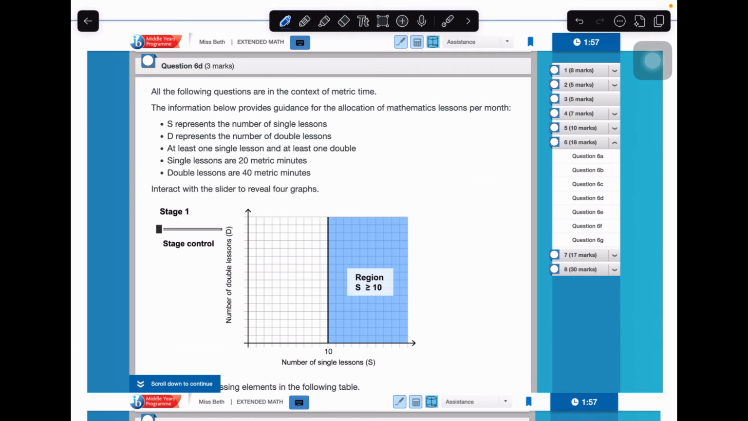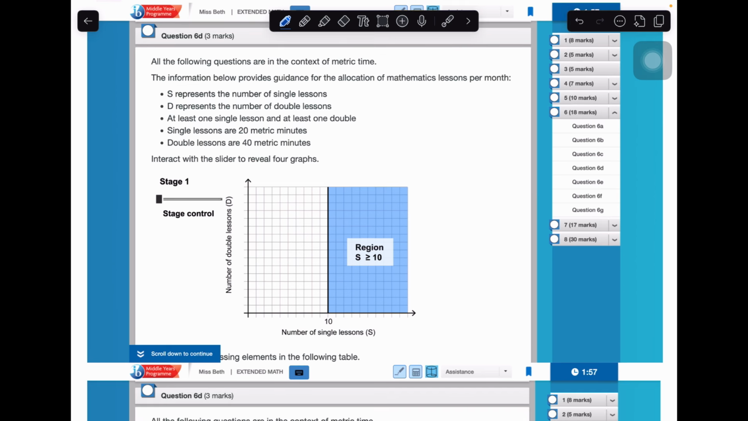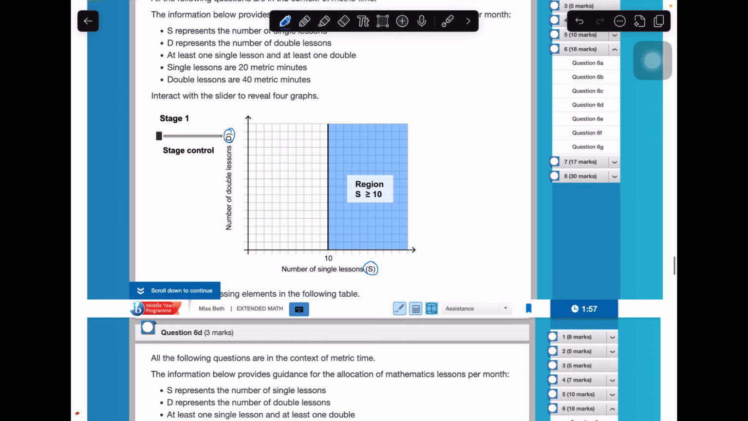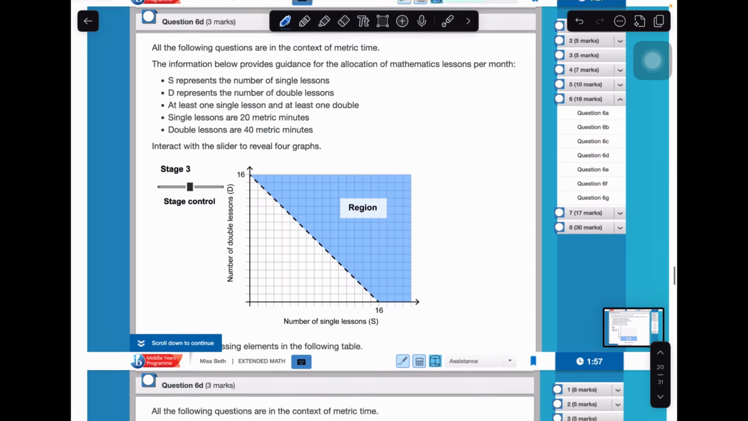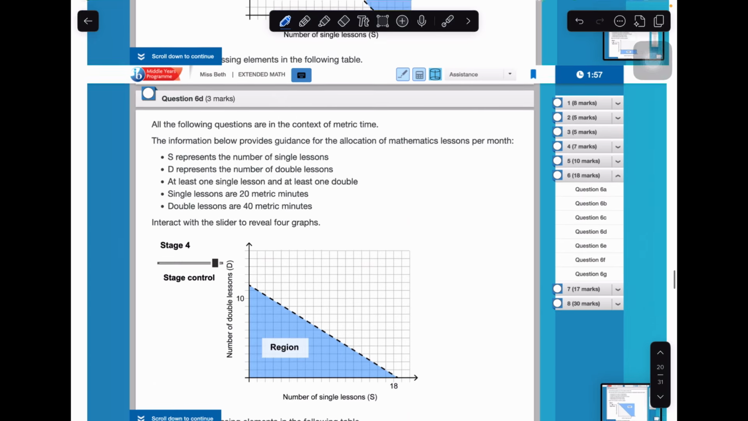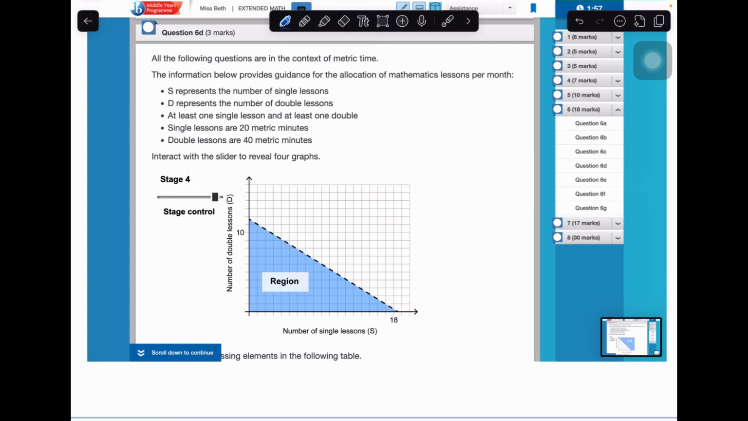On to question 6D. All the following questions are in the context of metric time. So we are given various inequalities shown on an axis. S represents the number of single lessons, D represents the number of double lessons. So instead of X and Y, we have S and D, and we have various different stages to this. So here we have the region S is greater than or equal to 10. We have this region here as part of stage 2. This is part of stage 3. And then this is part of stage 4.